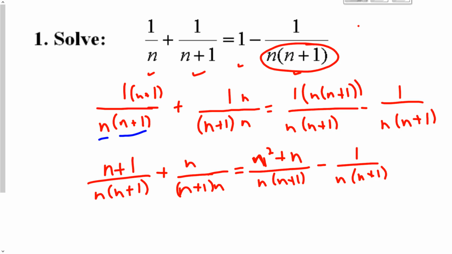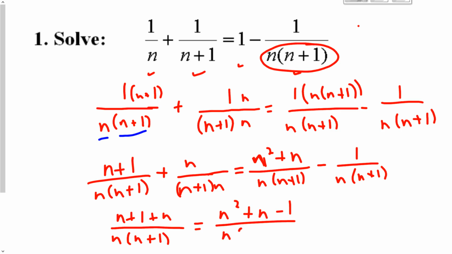So then our next step, once we have a common denominator and everything's distributed out, is to combine the fractions on the left and the right. So I've got n plus 1 plus n over n times n plus 1. And then on the right, I have n squared plus n minus 1 over n times n plus 1.